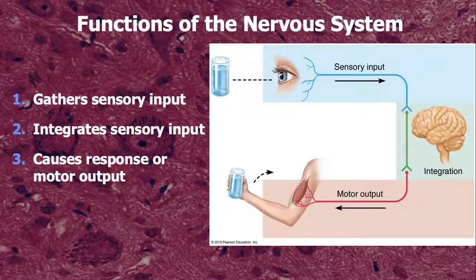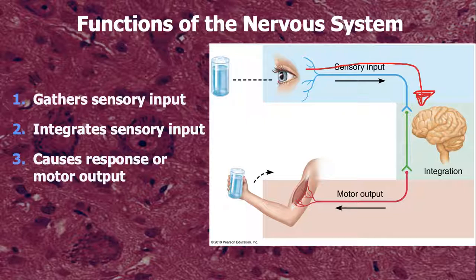Number one, it gathers information, so it gathers sensory input. Okay? So in our picture, we have an eye. It sees there is a glass of water on the table. That is sensory input. It is going to send that information to the central nervous system, so brain or spinal cord. Okay, step number two, we have to integrate that sensory input.